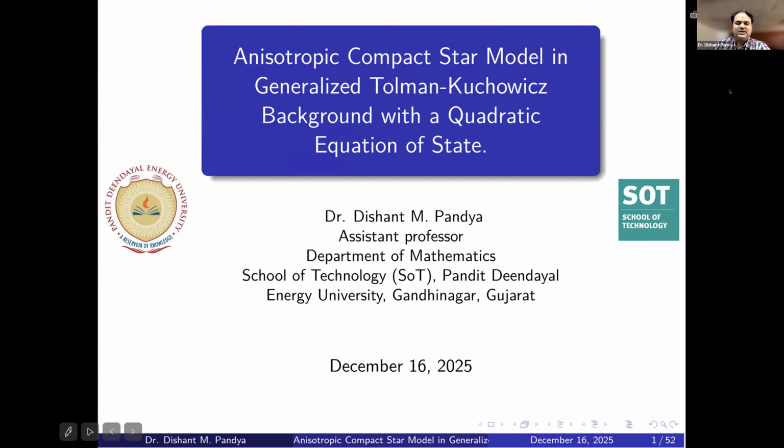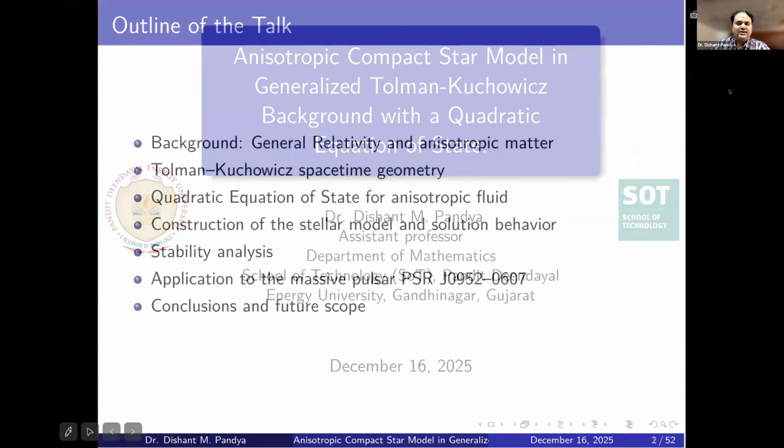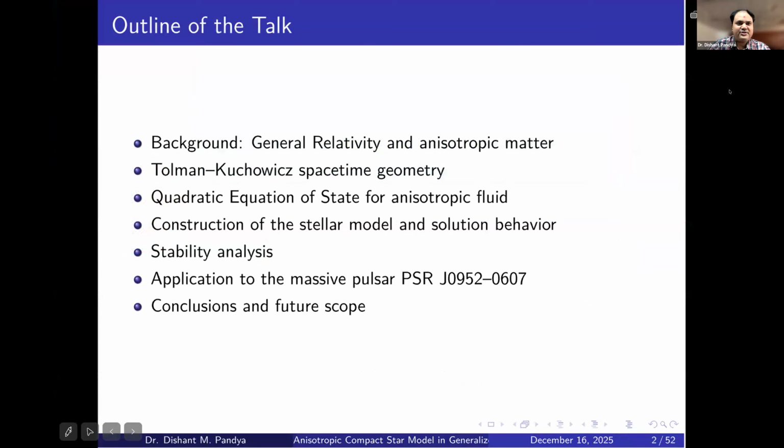This topic is related to the study of neutron stars in the section of general theory of relativity. First of all, this is the outline of my talk. We will start with the background of general relativity and then how anisotropy came into picture, and then some specific geometry that we are going to consider here, that is Tolman-Kuchowicz.